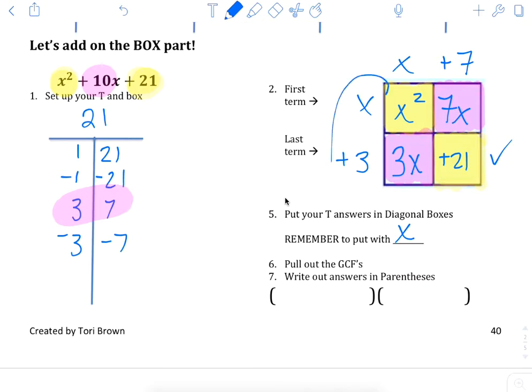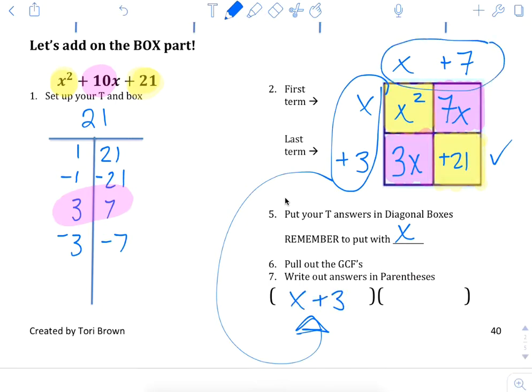So when I get the outside pieces of my box, now we're ready to write our answers. I'm going to take this one and put it in my first parenthesis, x plus 3. I'm going to take this one up here and bring it down to the second parenthesis, x plus 7. When you get to the double parentheses, you are done.